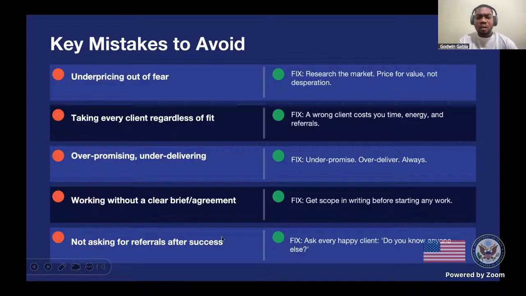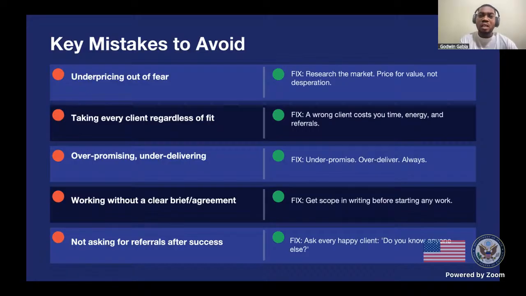They're not asking for referrals after success. Some people are too shy to ask for referrals. You were able to get some good numbers for your clients. You were able to generate some sales, generate some leads, generate some good traction for the business. But then you are shy. The person is always praising you, but you're shy to ask, "Oh, do you have anyone within your network?"